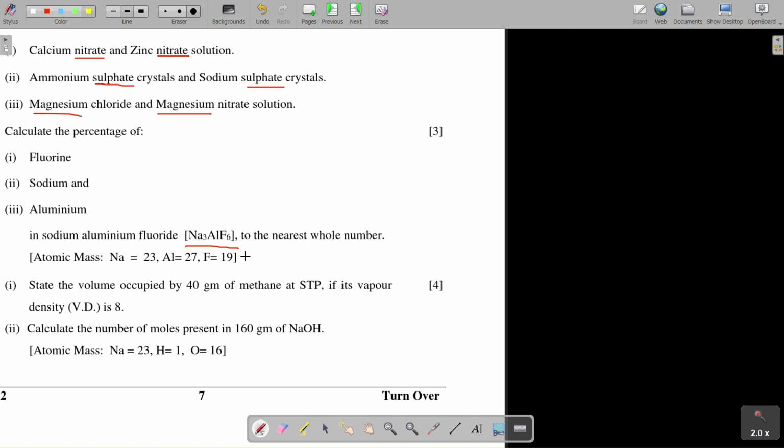First of all, for this compound you have to find the molecular weight of Na3AlF6. So 3 atoms of sodium, and the atomic mass of sodium is 23, plus aluminium, only one atom is there, so just 27, plus 6 atoms of fluorine, so that is 6 into 19.